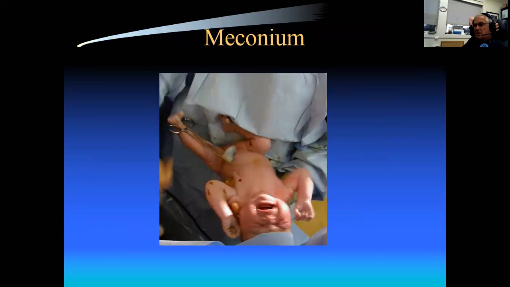Now, meconium. So meconium is the baby's first bowel movement in utero. It could be caused by 2 things. It could be caused by a very broad term called fetal distress. So fetal distress means that the baby's oxygen level, and we don't know why, but the baby's oxygen level dropped temporarily. Because their oxygen level dropped, all their muscles in their body relaxed because they were hypoxic.